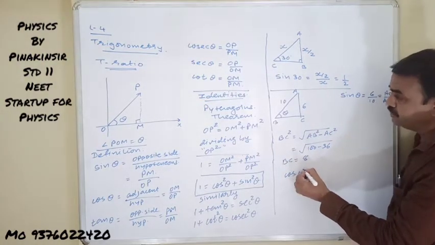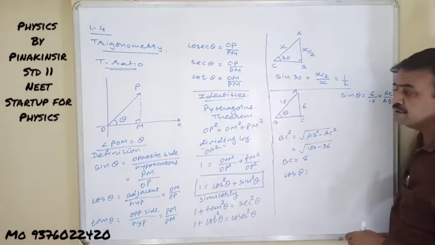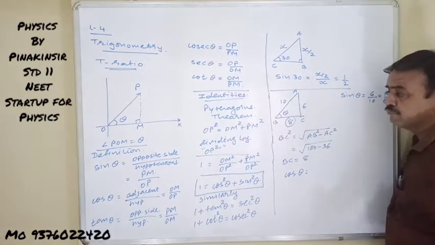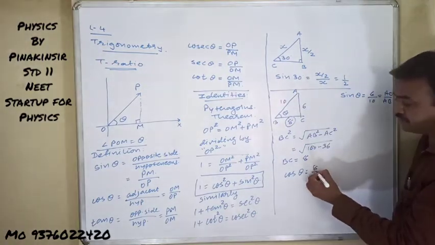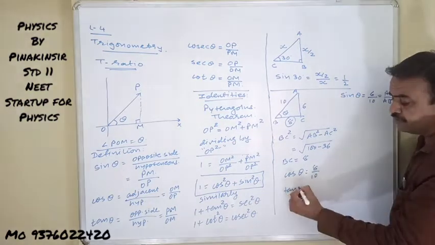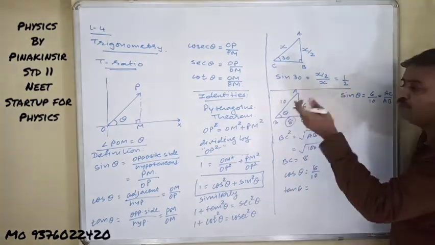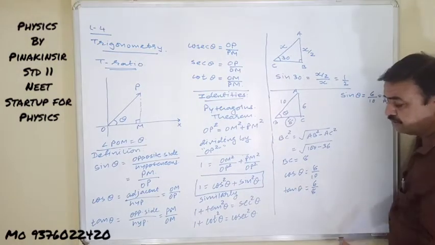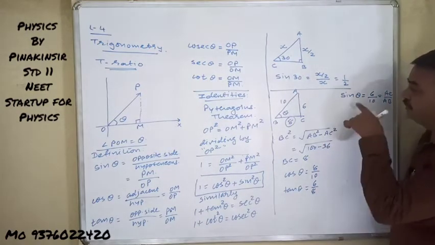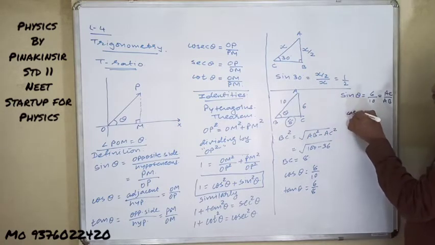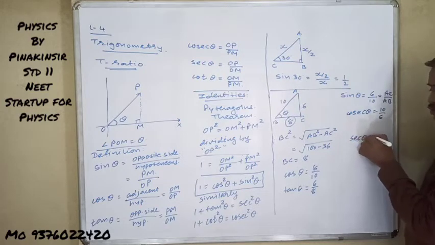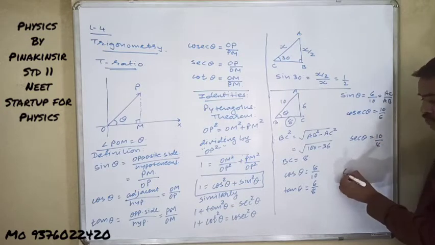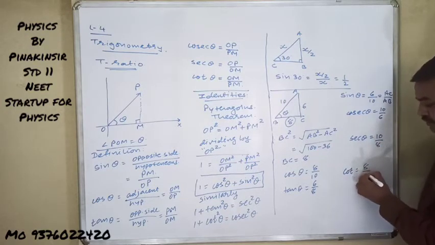See, cos theta for this particular example will be equal to, this one is 8. Then cos theta will be equal to what? Adjacent by hypotenuse, that is 8 by 10. Same way tan theta will be equal to what? Opposite by adjacent, that is 6 by 8. And same way cosec theta will be equal to 10 by 6. Sec theta will be equal to inverse of cos, it is 10 by 8. And cot theta will be equal to 8 by 6, inverse of tan theta.